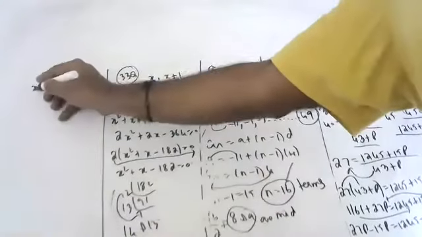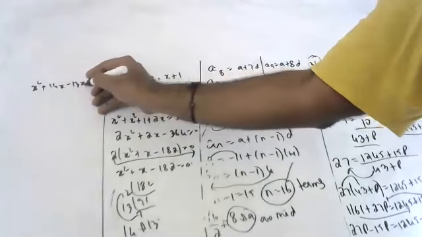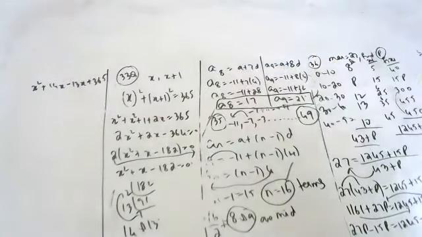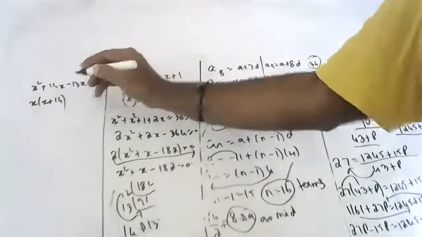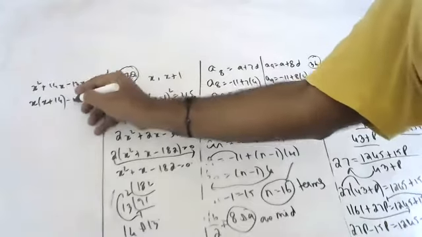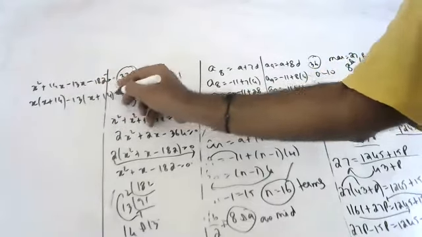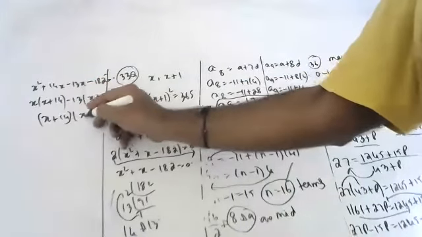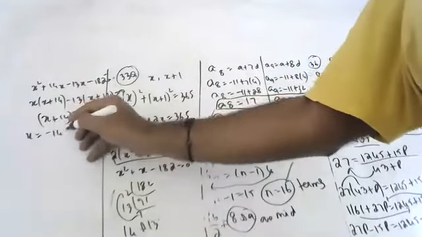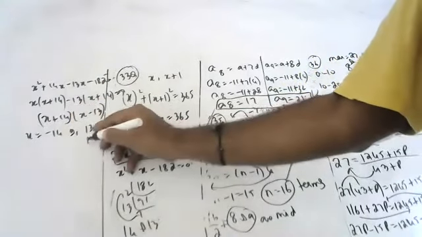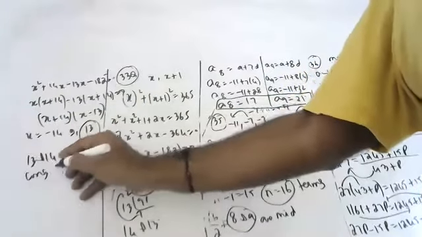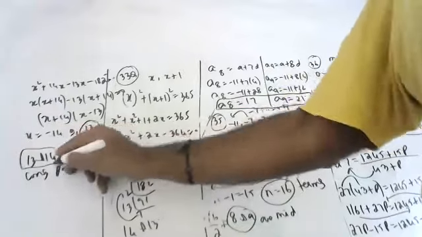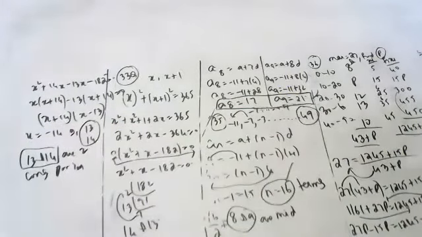So split: x square plus 14x minus 13x minus 182. So x into (x plus 14) minus 13 (x plus 14). Oh, minus 182, sorry. So (x plus 14)(x minus 13) is equal to 0. x is equal to minus 14 or 13. For 13, the consecutive number is 14. So 13 and 14 are two consecutive positive integers whose sum of squares is 365. Like that you should do.